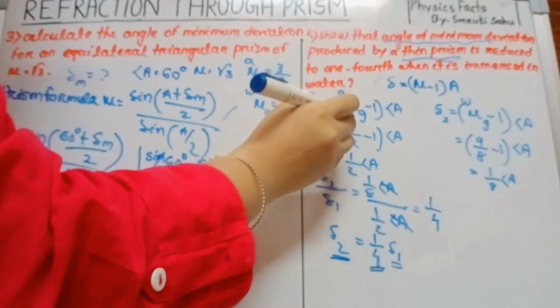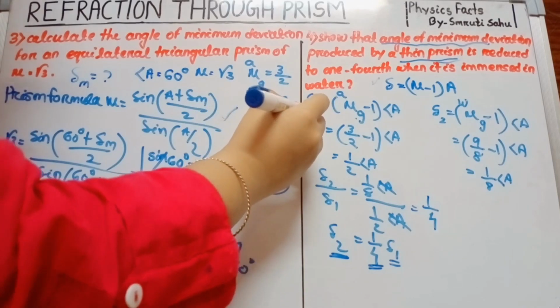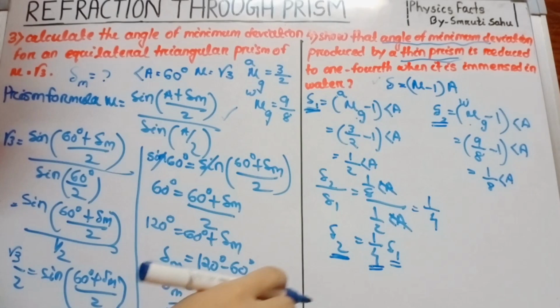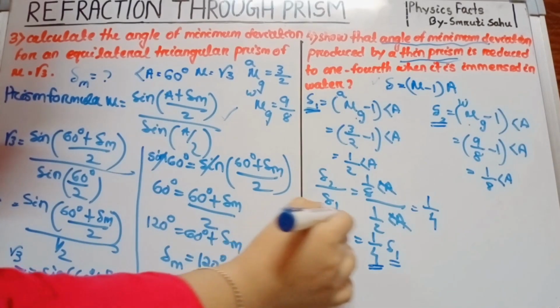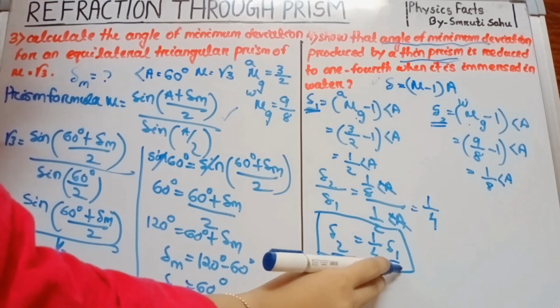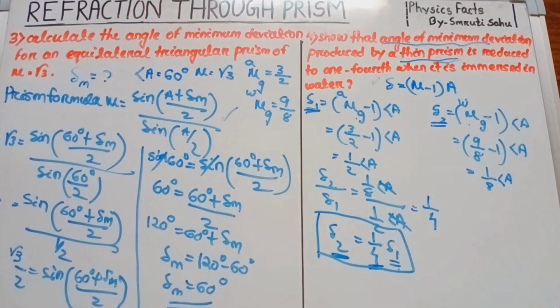That means when we take the prism in air medium, this one is the angle of deviation. When we take the prism in water medium, this one is the angle of deviation. Here we got that the angle of deviation is 1 by 4th of the original. Okay, I think you are all clear, and enjoy the lecture.